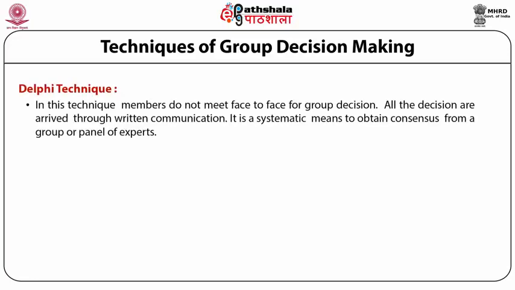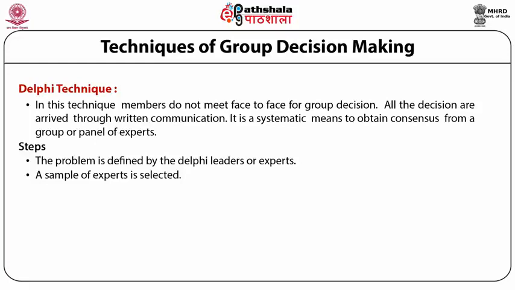Now in this technique, members do not meet face to face for group decision. All the decisions are arrived at through written communication. It is a systematic means to obtain consensus from a group or a panel of experts. Now the various steps here are: the problem is defined by the Delphi leaders or experts. A sample of experts is selected.